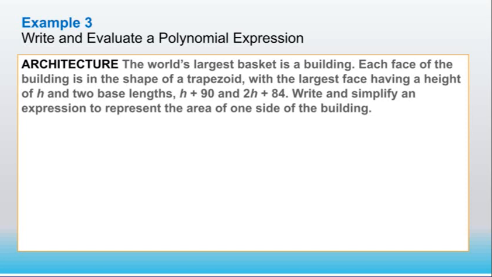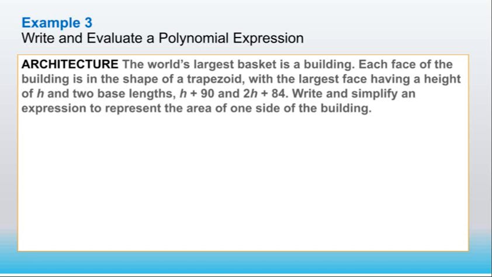Example 3, write and evaluate a polynomial expression. Here we have a word problem. It says the world's largest basket is a building. Each face of the building is in the shape of a trapezoid, with the largest face having a height of h and two base lengths of h plus 90 and 2h plus 84. Write and simplify an expression to represent the area of one side of the building.